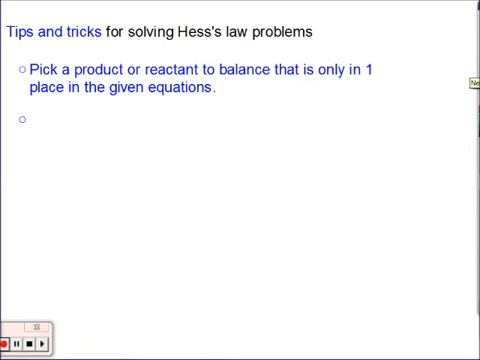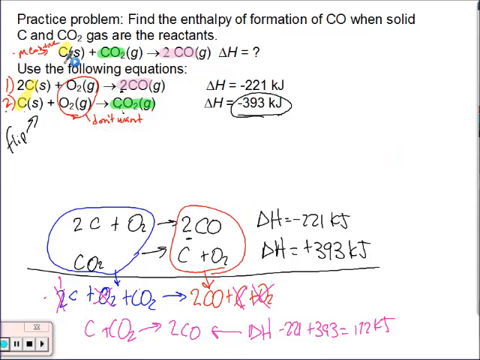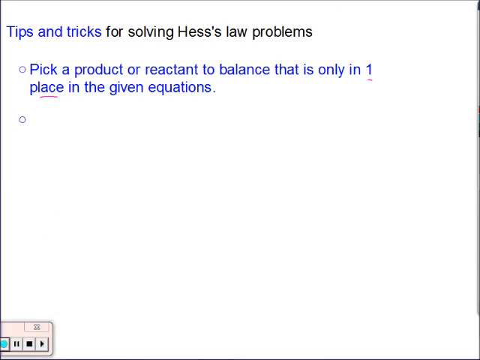There's some tips and tricks. Please write these down in your notebook. You're going to need to be able to do these on your own. So pause the video if you need to when I finish talking about this slide and write them all down. When you're looking at it first, pick the product or reactant that's only in one place. If I started with the other one, trying to balance my carbon that's in two places, I'm going to have a very difficult time trying to balance it, because how do I make two of them into one?